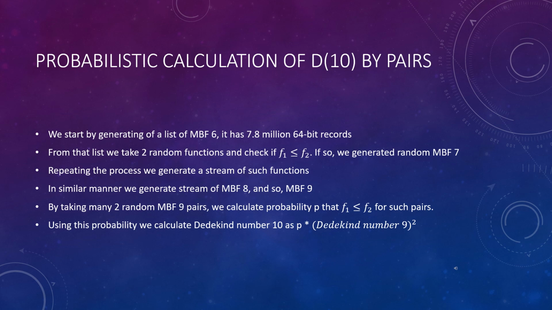Repeating the process, we generate a stream of such functions. In a similar manner, we generate a stream of monotone Boolean functions of 8 variables and then monotone Boolean functions of 9 variables. By making pairs of two random monotone Boolean functions of 9 variables, we calculate the probability P that f1 is less or equal to f2 for such pairs. Using this probability, we calculate Dedekind number 10 as P times Dedekind number 9 squared.